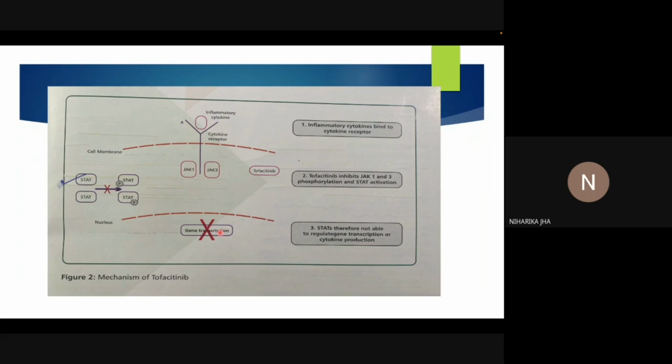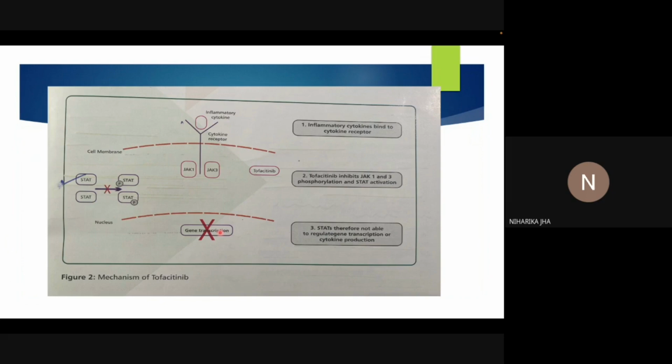It comes to a halt, and those cytokines which are required for the pathogenesis of the diseases, as I mentioned, are not produced in the body, and hence tofacitinib can be used in the treatment of disorders such as psoriasis, vitiligo, alopecia areata and atopic dermatitis. Currently, we are using tofacitinib for all these diseases in dermatology.